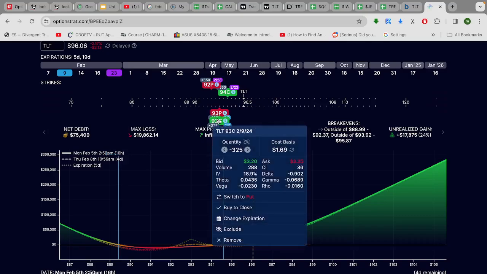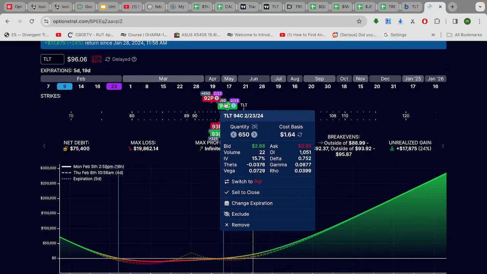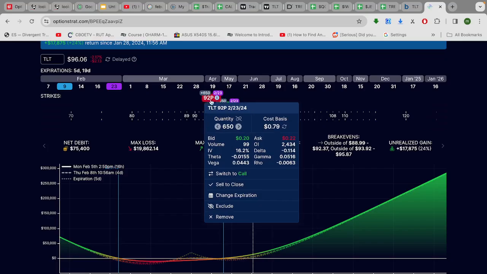These options were sold. So this option was sold for $1.69 and it's worth $3.35 right now, so that's a loss. That sucks, but this option was sold for 85 cents and it's worth 8 cents now, so that's a profit. But then this option was bought for $1.64, it's worth $2.92, so that's a profit as well. And this one's a loss. This option was bought for 79 cents and it's worth 20, so it's a 50-cent loss.